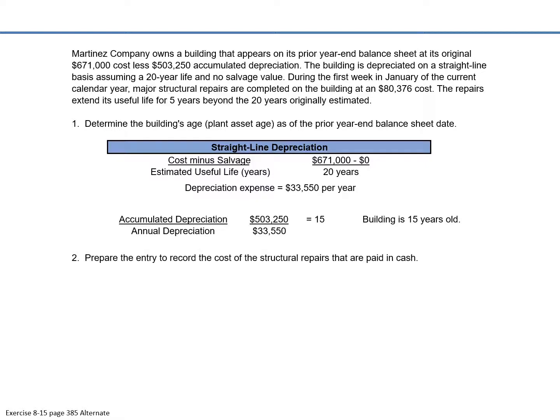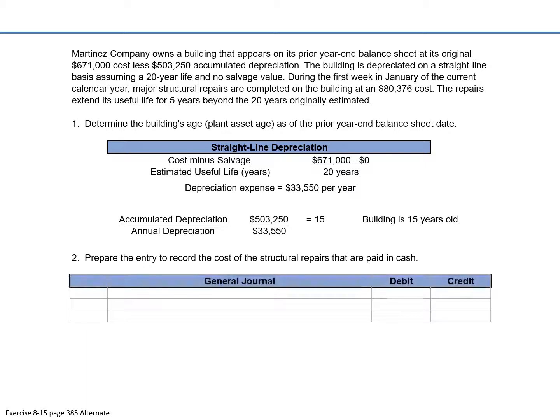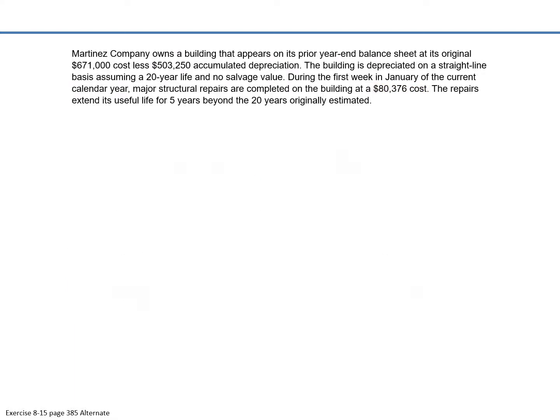So if we prepare the entry to record the cost of the structural repairs, debit building for the $80,376, they tell us how much it costs. Credit cash. Then determine the book value immediately after the repairs are recorded.